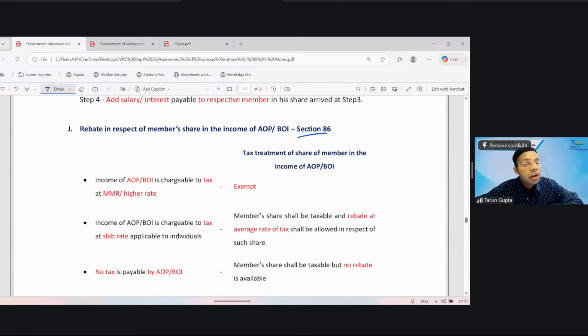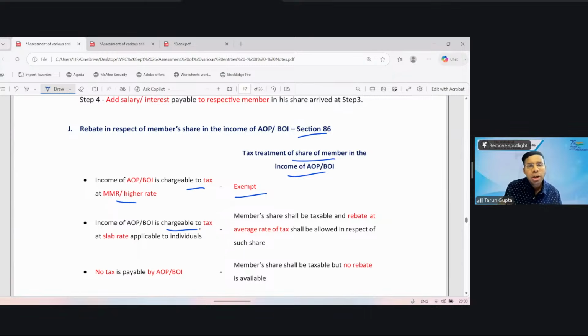Section 86 says if the AOP is taxable at least at MMR, then the share of income of a member from such AOP shall be exempt. Since AOP has already been taxed at the highest rate, the share of member from such income shall not be taxed again in the hands of the member. So if income of AOP is chargeable to tax at MMR or higher rate, then the share of member in the income of AOP shall be exempt, because the AOP has already paid tax at the MMR or the higher rate.